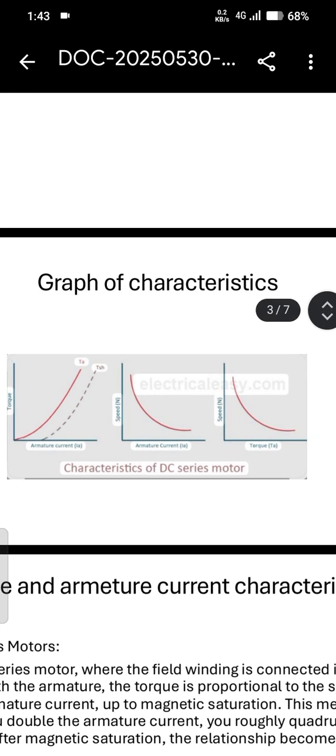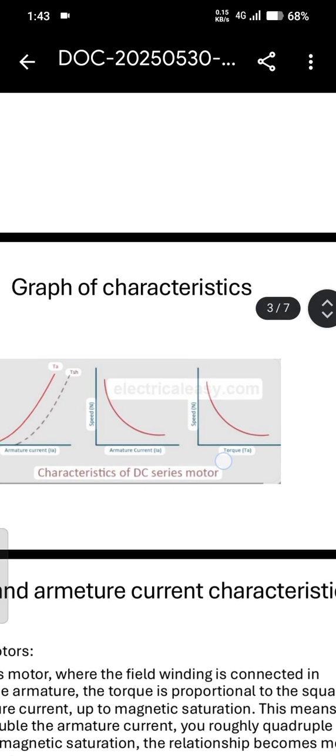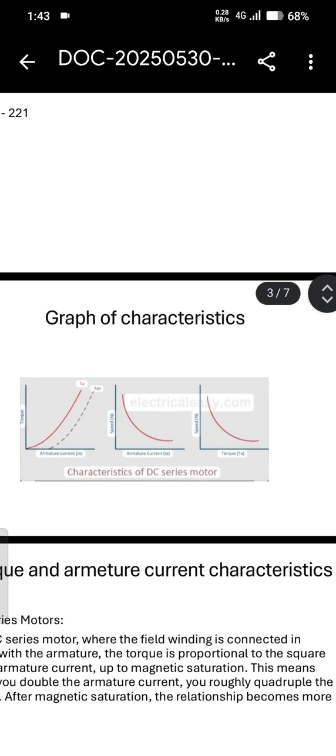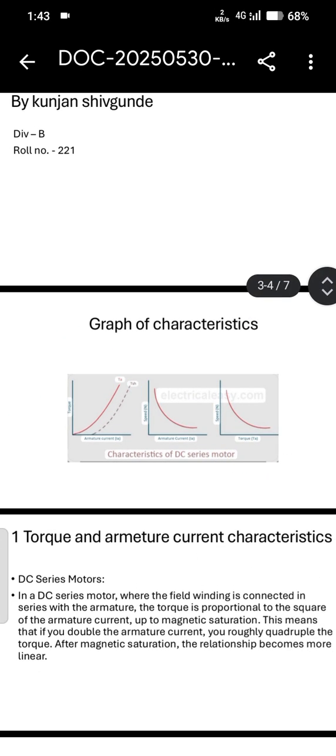Second one is of speed and armature current. When the speed increases, the armature current decreases. So the relation between speed and armature current is inversely proportional. Third one is of speed and torque. This one is also inversely proportional. When the speed increases, the torque decreases, and when torque increases, speed decreases. So we are going to know how this happens.